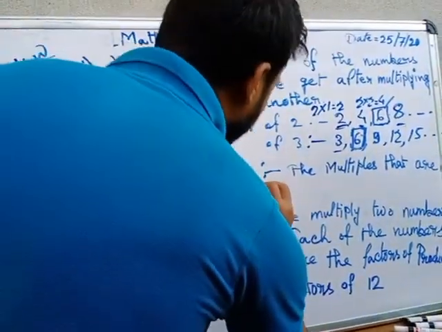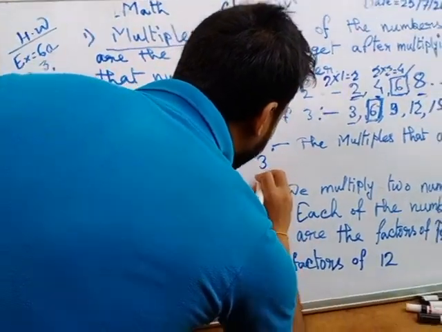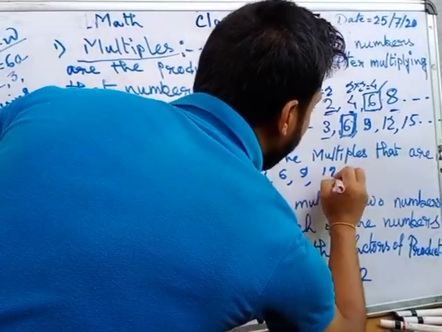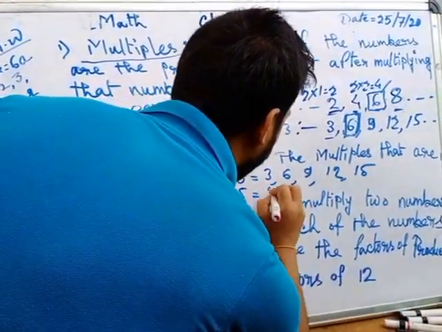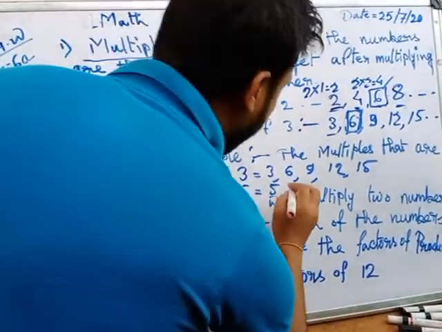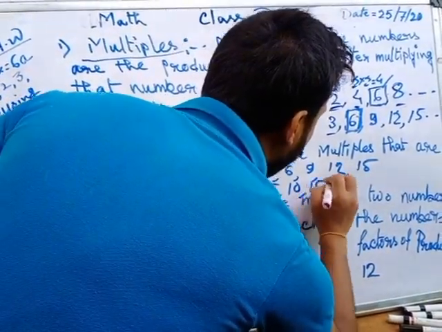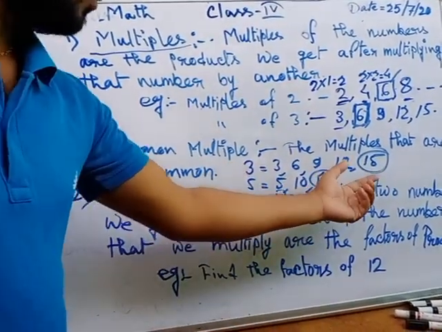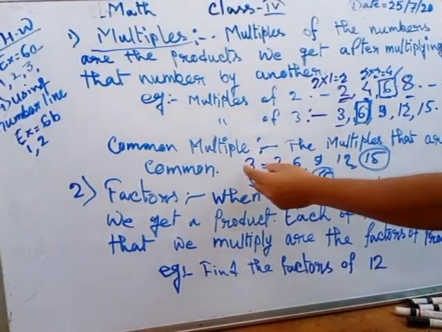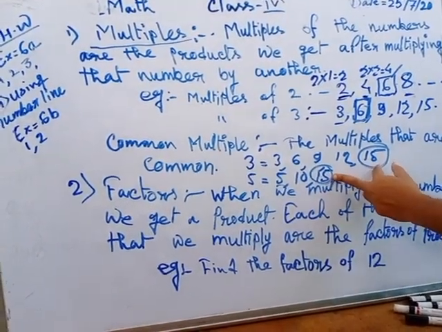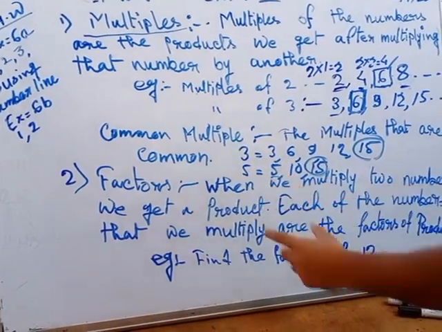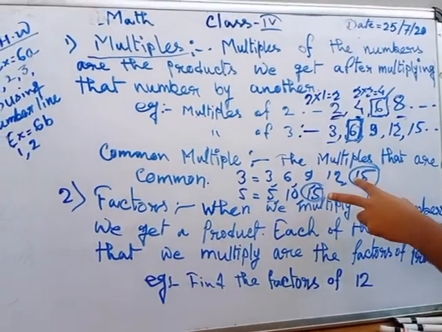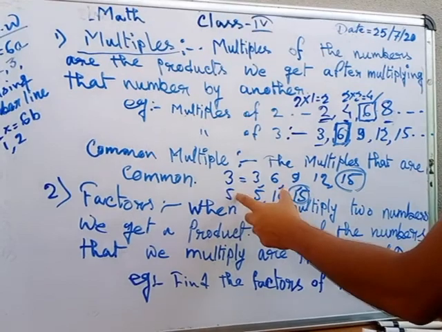Suppose 3 and 5. Multiples of 3: 3, 6, 9, 12, 15. Multiples of 5: 5, 10, 15. That means 15 is the common multiple of 3 and 5, because we are getting 15 in both. This is called a common multiple, the multiple which is common to both 3 and 5.